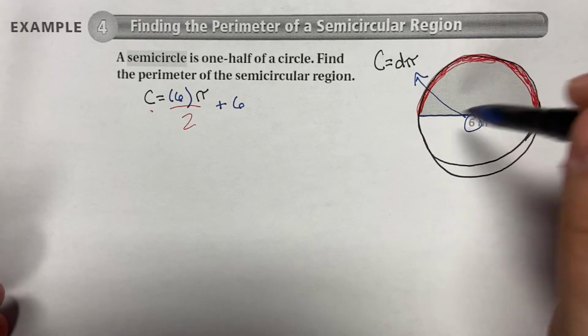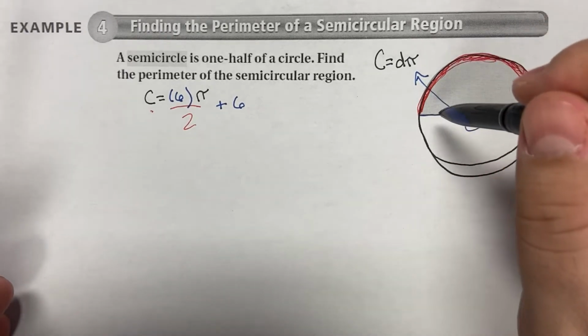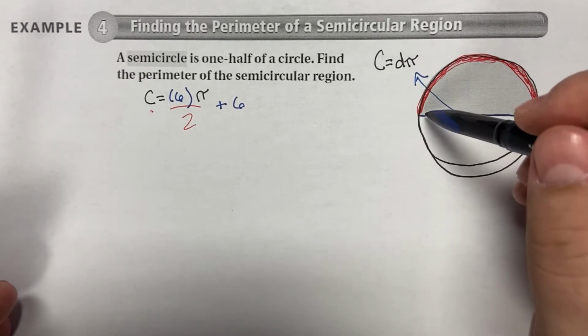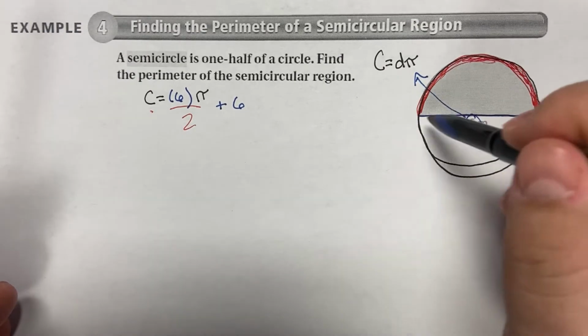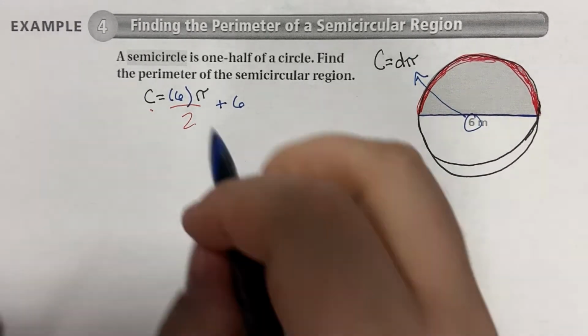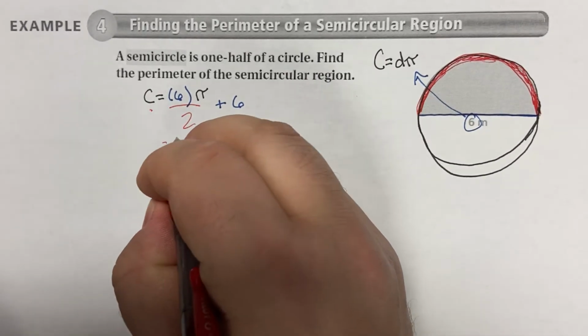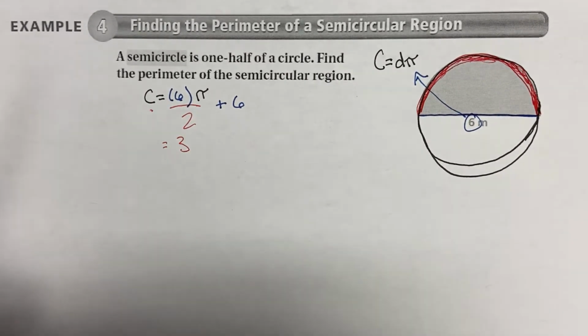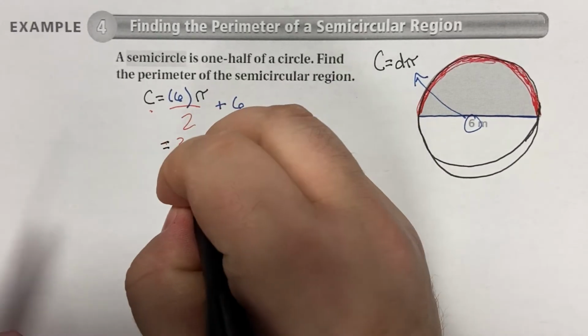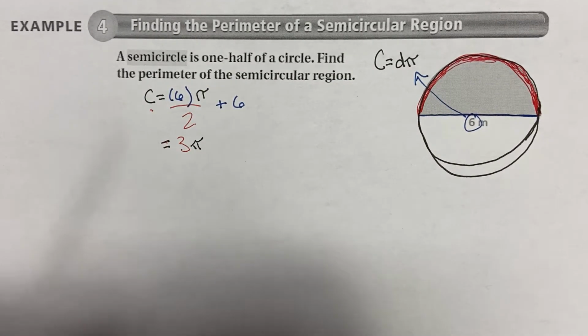We got the full circle, cut it in half, that's our red. And then if we go 6 more, we can go from this point, go all the way around and return. It's the point of perimeter. So if we take 6 divided by 2, we get 3 pi. Let me try to color code this better. And then plus 6.